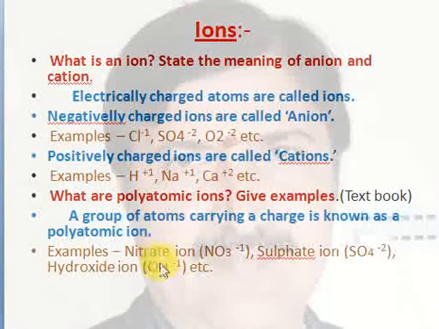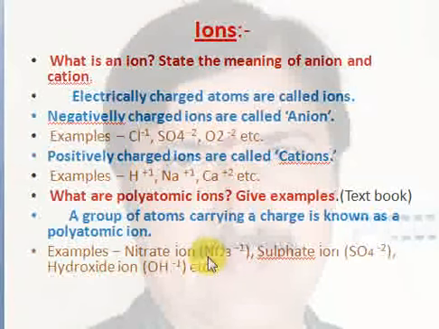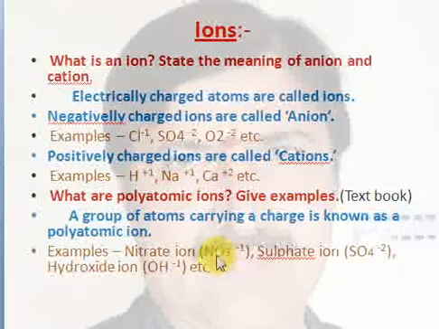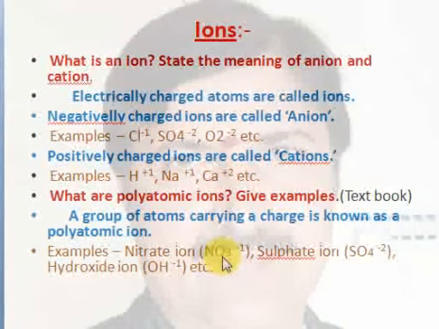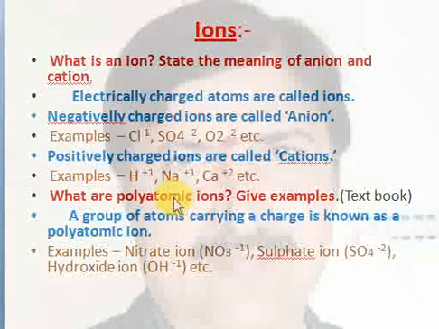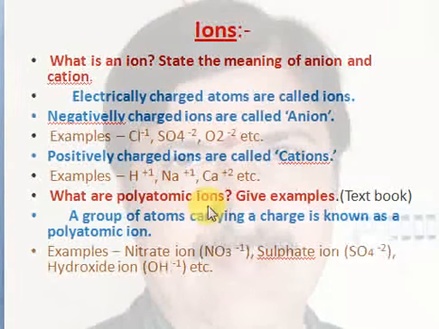But polyatomic ions contain more than 2 atoms. See here, nitrogen is there, oxygen is there. 1 atom of nitrogen and 3 atoms of oxygen combined together to form NO3. It is polyatomic and it carries charges, so it is ion.